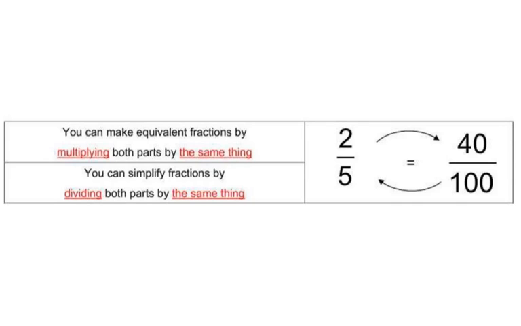Okay, thinking back to some things that you already know, you can make equivalent fractions by multiplying both parts by the same thing. So if you did 2 times 20, you would get 40. And if you did 5 times 20, you would get 100. That's legal. You can also simplify fractions by dividing both parts by the same thing. So remember that you can make a change, and it's all legal as long as you make the same change in both places.